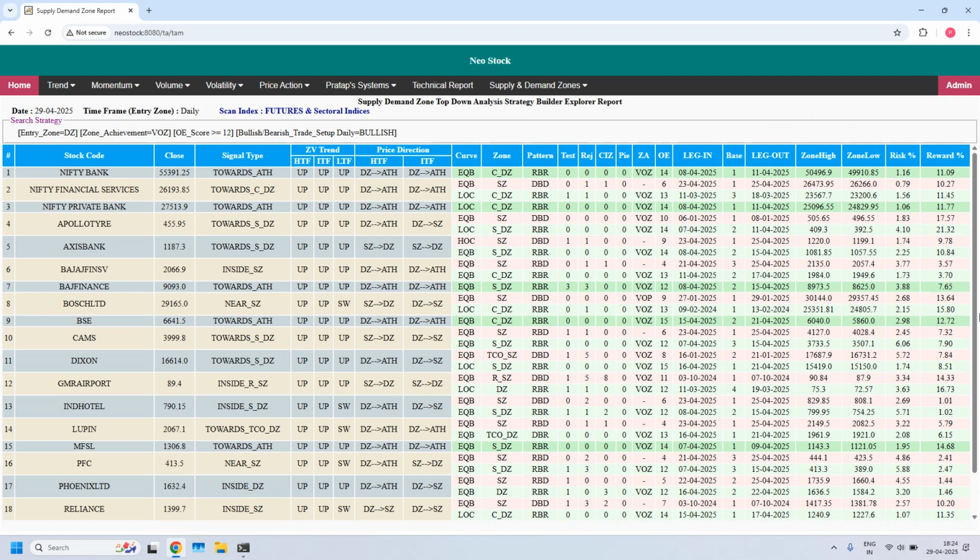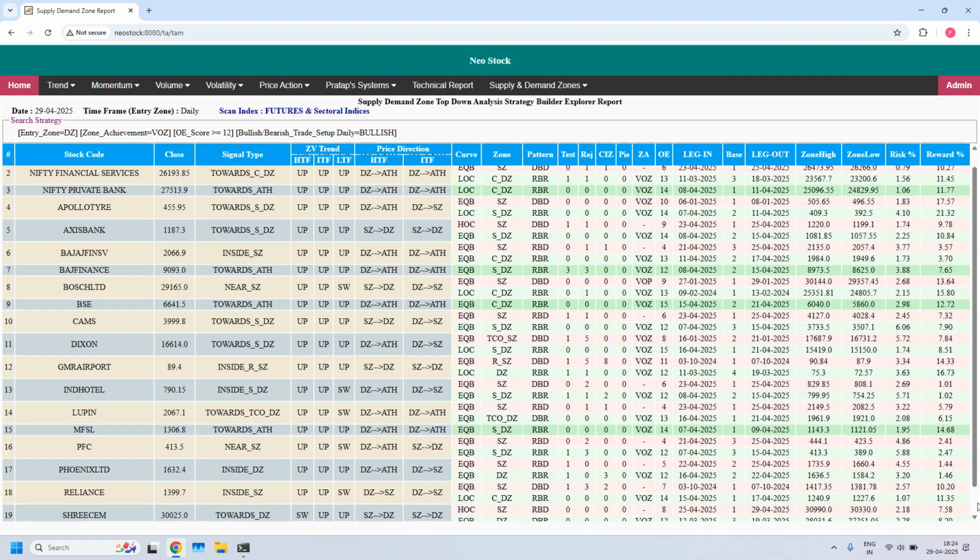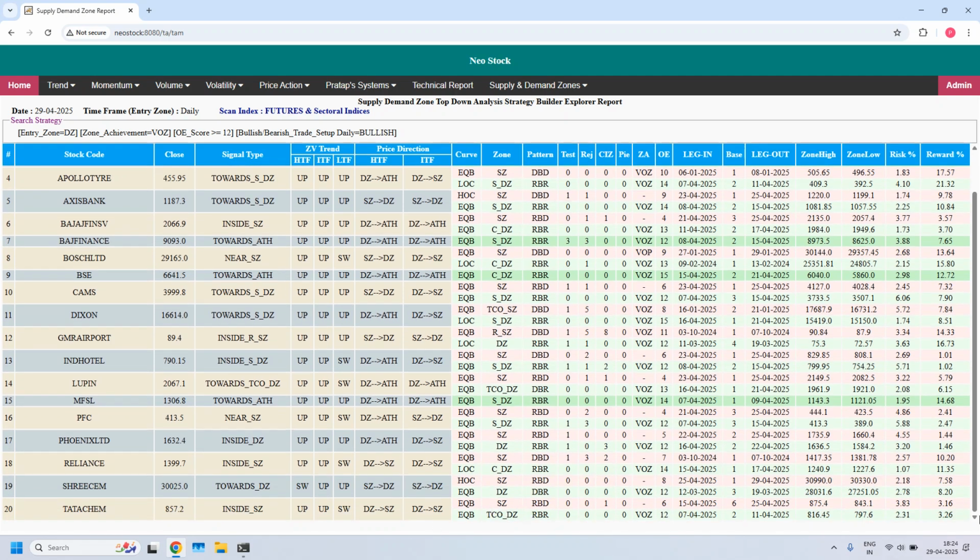First 18 stocks in the list. Nifty Bank is also in the list. This is bullish trade setup for monthly income trade. Entry time frame zone is daily demand zone. Scrolling the list down. So total 20 stocks are filtered. Out of these 20, let us identify high probability trade setup supported daily demand zones based on the zone confluence.